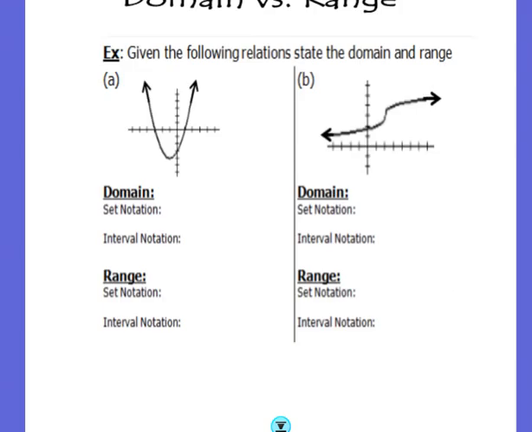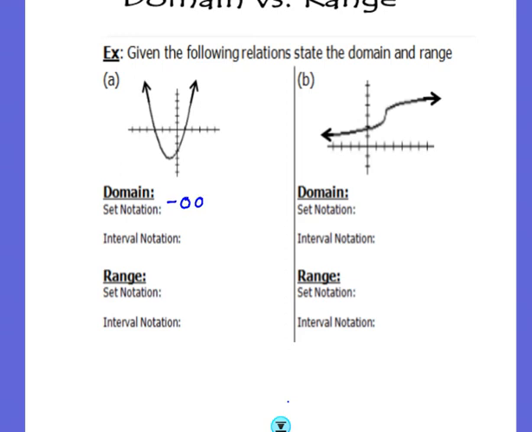Alright, let's look at some more domain and range. We're going to write our domain in interval and in set notation. Look at A. Now remember, domain deals with our x values. We look at our graph and see we have values to the left, and the arrow means it keeps going, and values to the right, and our arrow means it keeps going. So our domain is all reals.